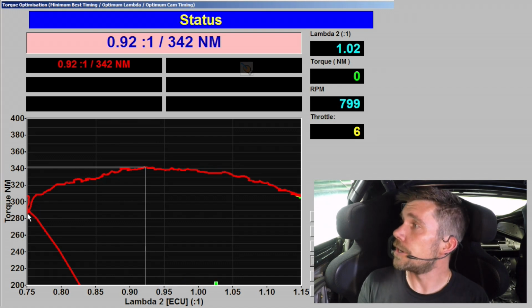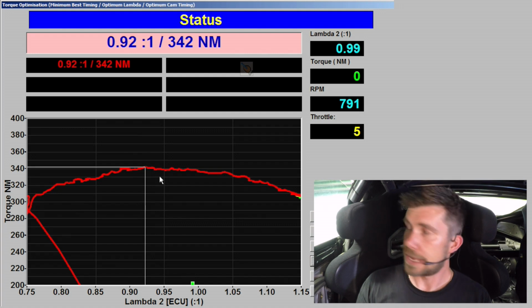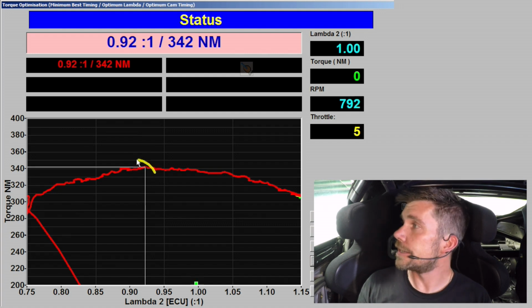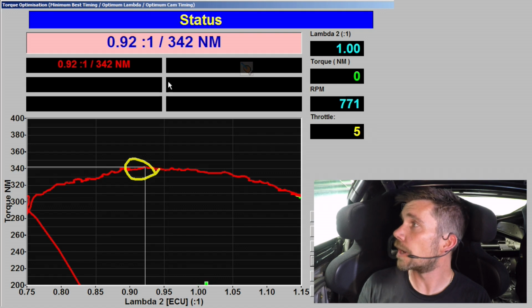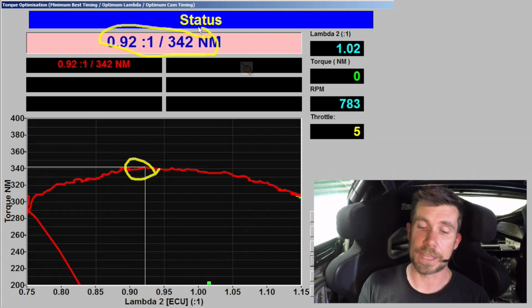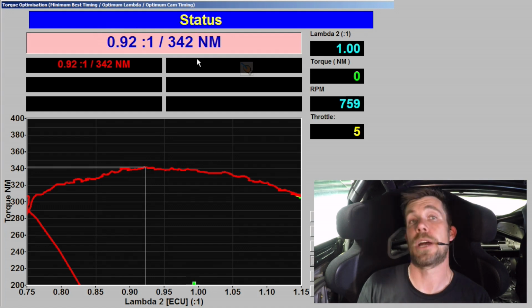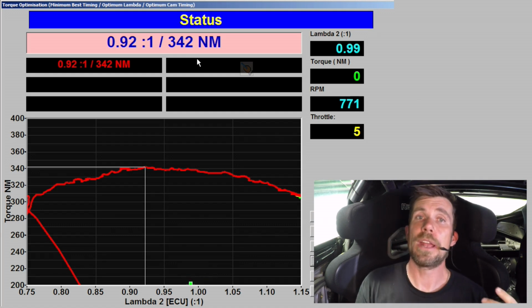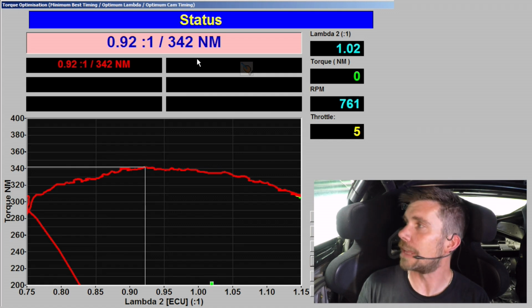So on our dyno screen you can see our red line, which is our torque plot. And you can see that there is a crosshairs showing the point where we made peak torque. It's also being shown up here, so what it's saying is that at a lambda of 0.92 we made our peak torque, which was 342 Newton meters. So for this particular operating point, the peak torque was being produced at 0.92 lambda.